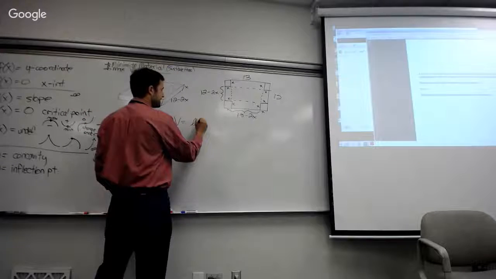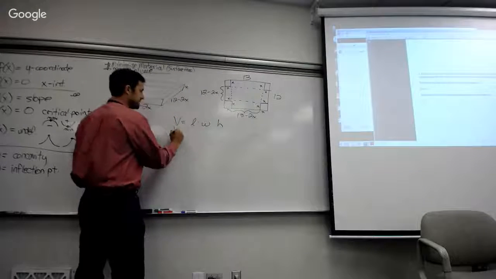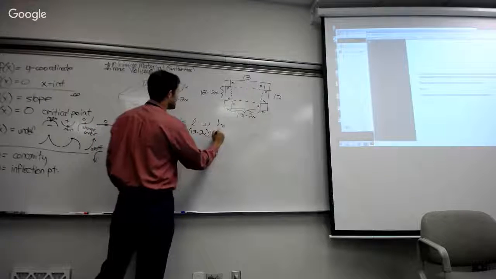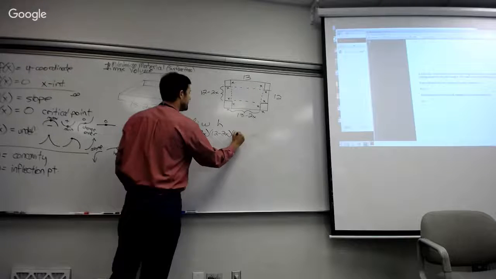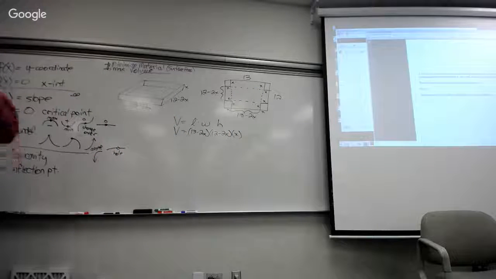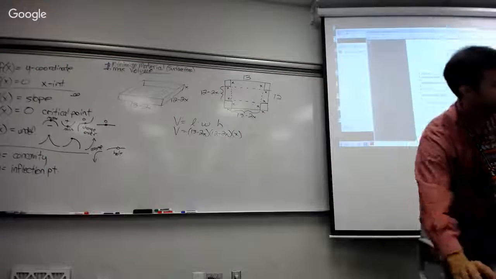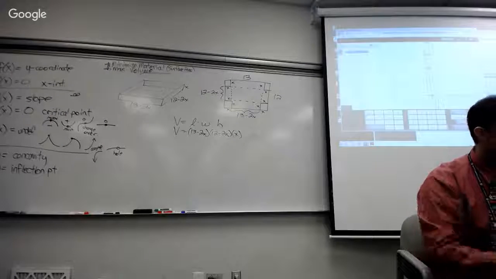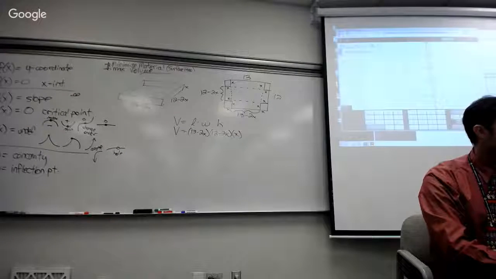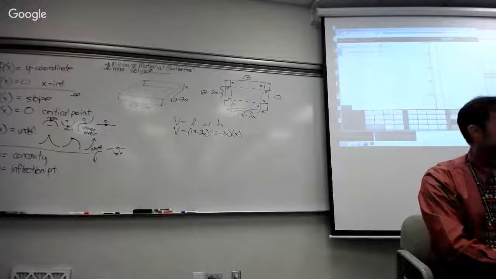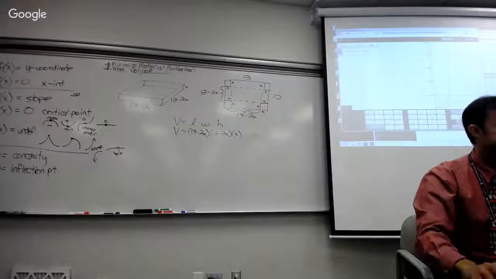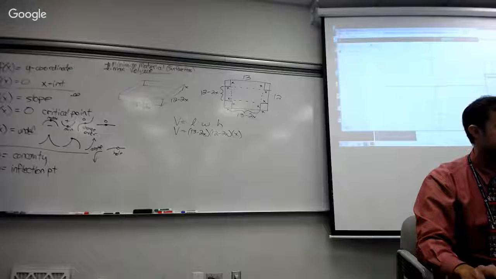So what is our volume? Volume is length times width times height. So we would say our volume is 13 minus 2x times 12 minus 2x times x. And that's our volume. Now, just in case you've never done a problem like this before, it's fascinating to note what this graph would actually look like. 13 minus 2x times 12 minus 2x times x. There we go. And this is what the volume curve looks like.